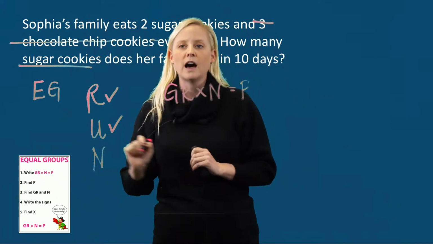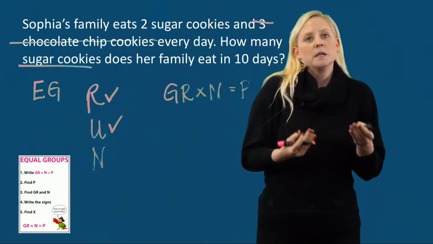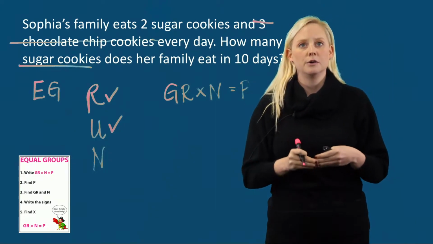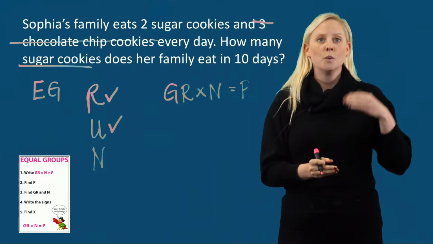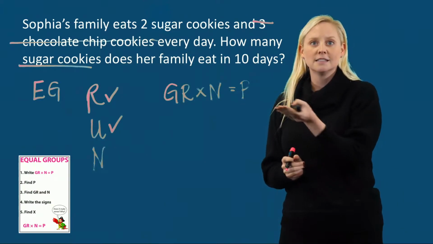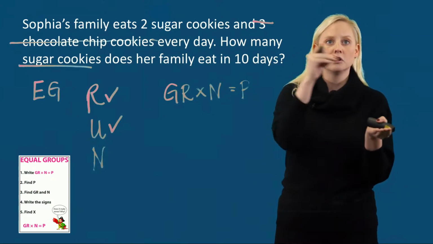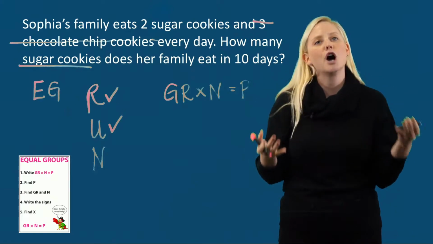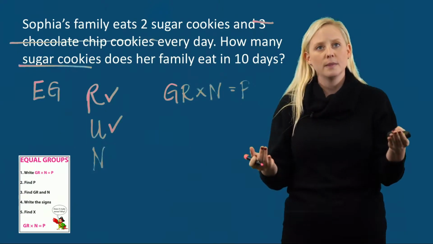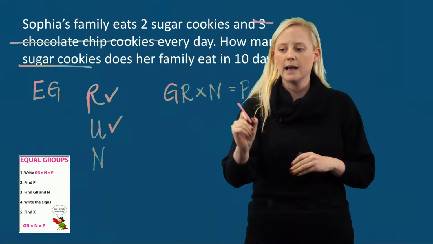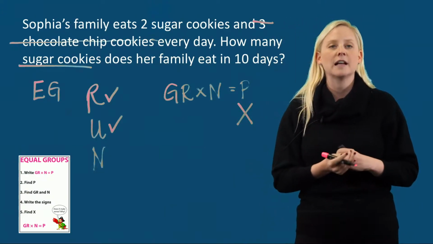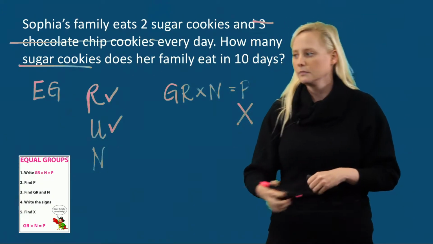Step 2 says find P. Sometimes we know the product, sometimes we don't know the product. Here, we know that we have 10 days and we have 2 sugar cookies for each day. But we don't know how many sugar cookies the family has eaten in 10 days. So I'm going to put an X under the P to identify that that's my missing information.